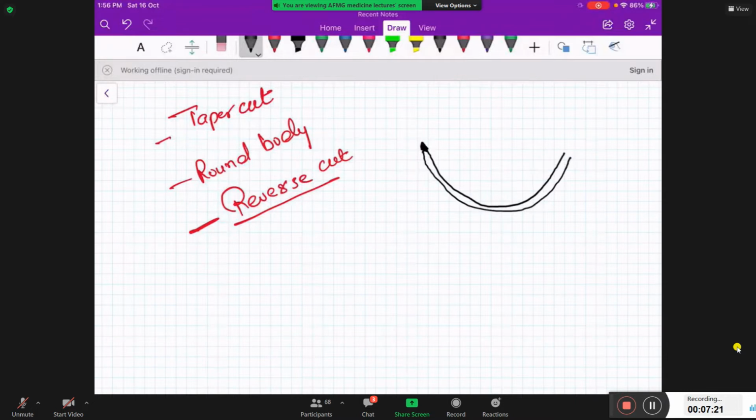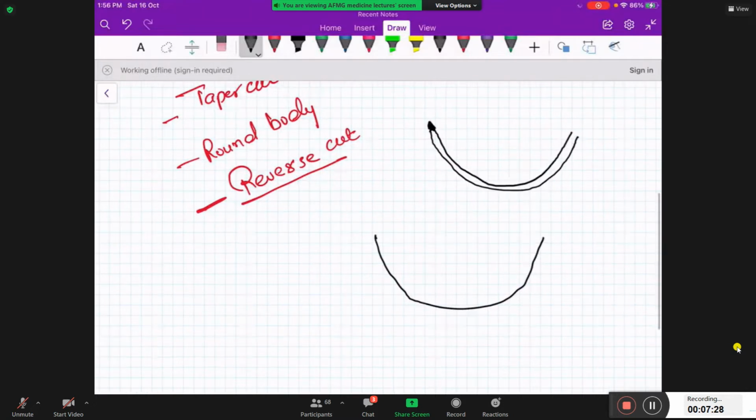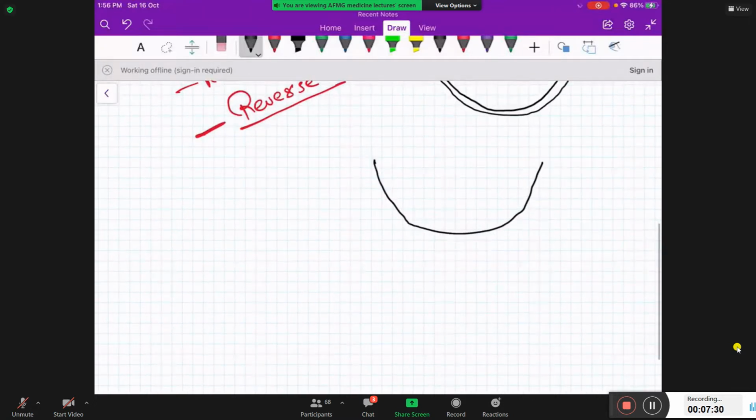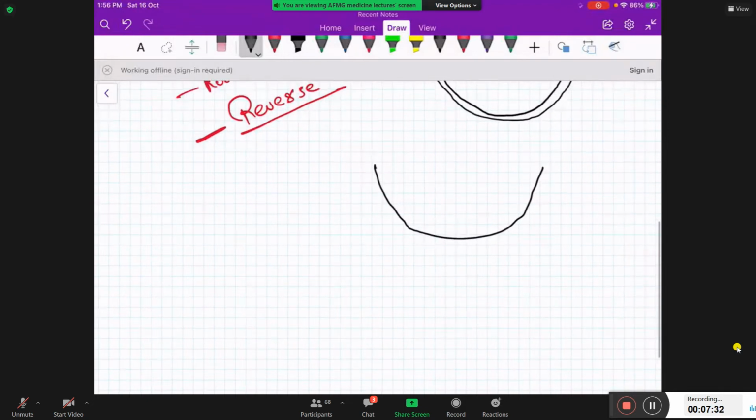Okay, and then there is a taper cut needle also. In that taper cut needle, you will find a cutting prism. There is a prism cutting part of the needle like this. This cutting part is on the inner circumference of the needle. When you find a cutting edge on the inner side of the needle, it is called a taper cut needle.